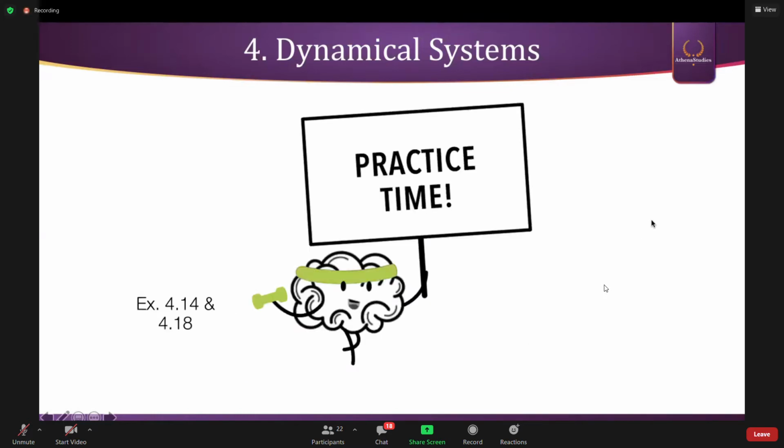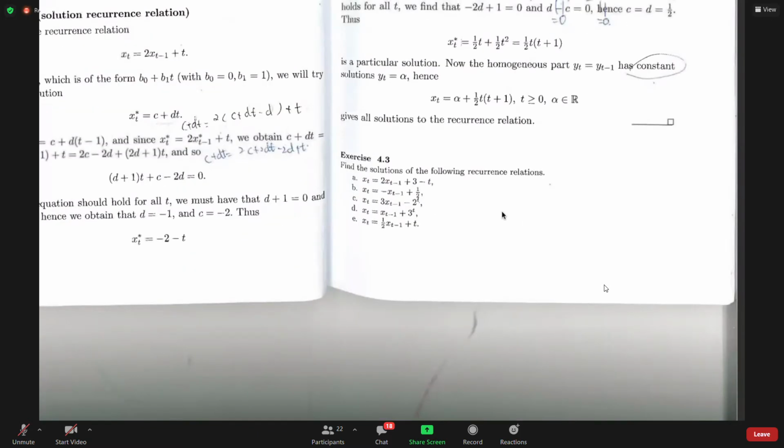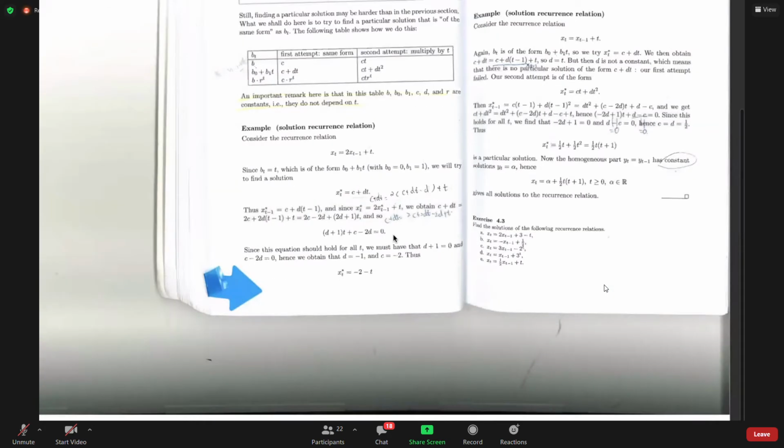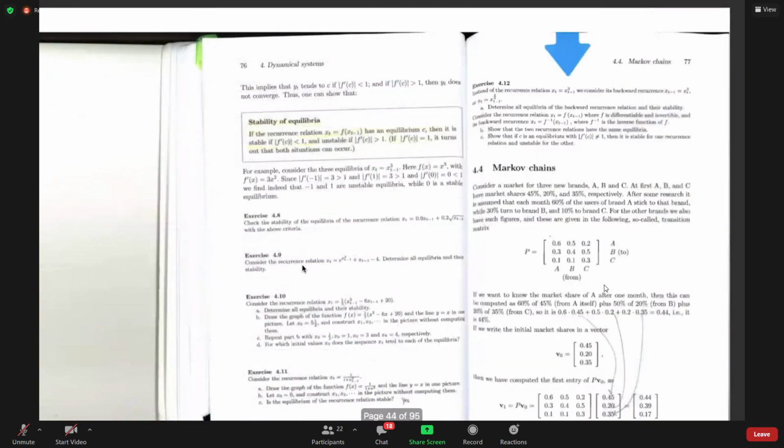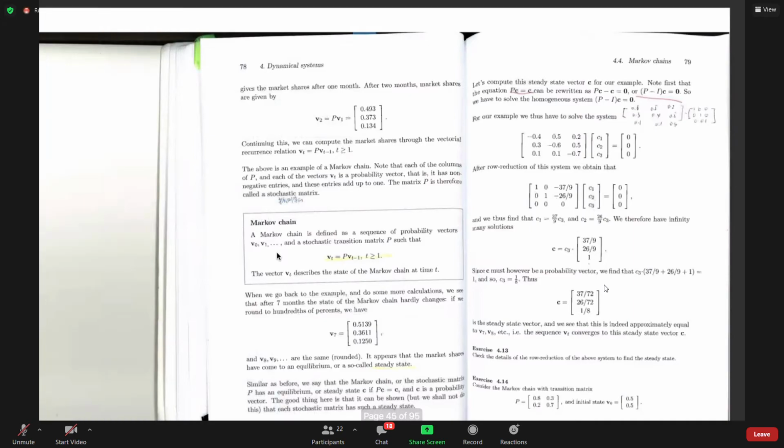So now let's see how we actually work with the Markov chains, because there is no better preparation than actually preparing on an actual question. So we will work first on exercise 414, and if we have time, we will also do exercise 418. Or if you feel like you didn't understand really well, we can do that. So let's see. 414 here.